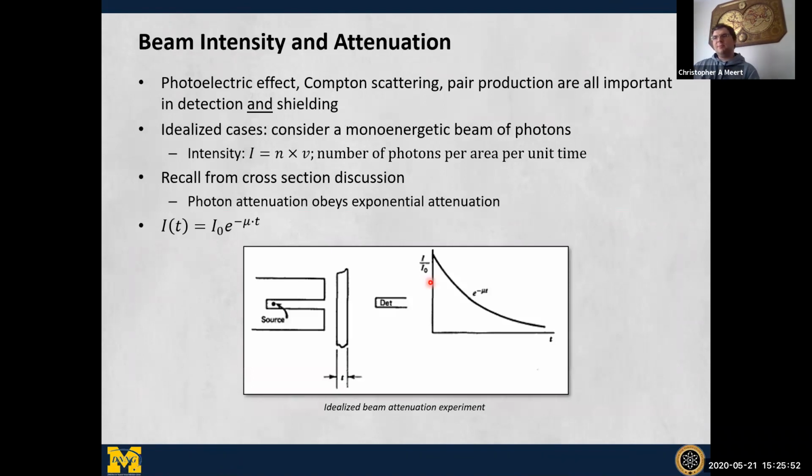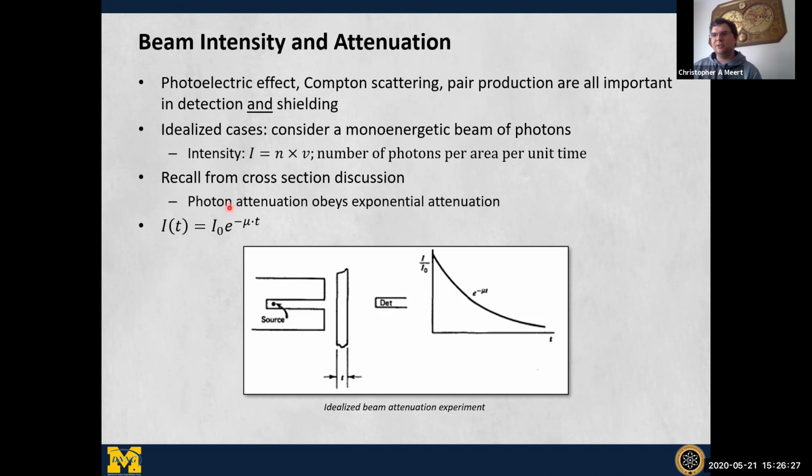Another example we can talk about relevant to these gamma interactions is beam intensity or attenuation. These effects, photoelectric effect, Compton scattering, and pair production, are not only useful for detection, but also for shielding cases. If we do some quick examples with this, we can use an idealized case where the intensity of a photon beam is given by this I value, the number of photons per area per unit time, and we can apply an exponential attenuation equation.